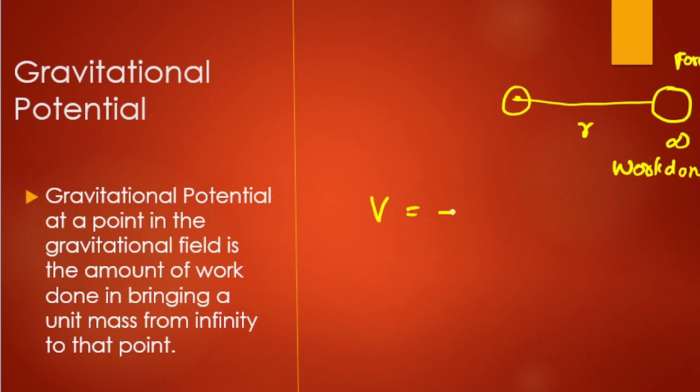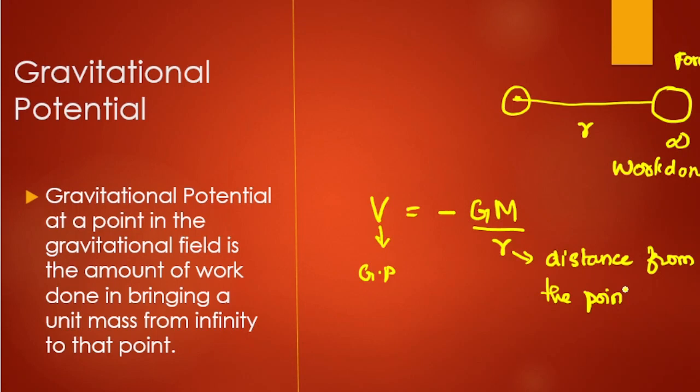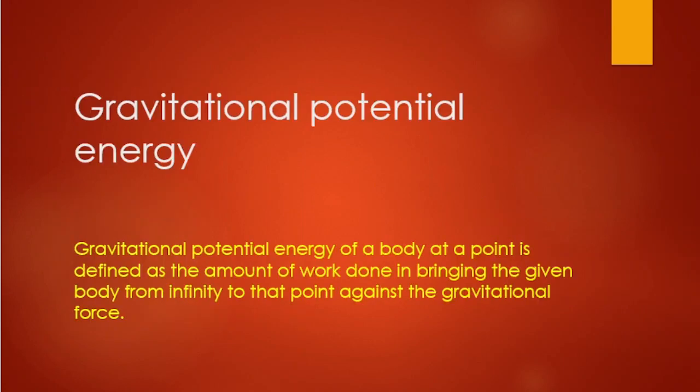V is equal to minus G m by R, where V is the gravitational potential, m is the mass, and R is the distance from the point mass. And m is the mass of the object. Clear? This is your gravitational potential.